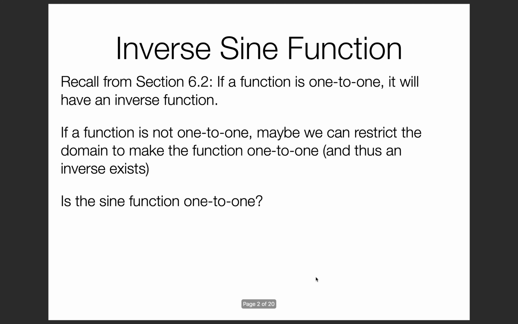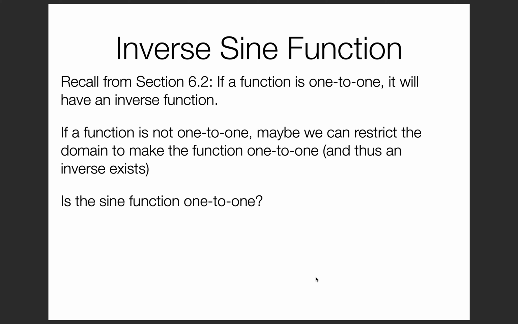So we'll start off with talking about the inverse sine function. This is going to bring back your memories or your knowledge about inverse functions, and I'll try to do that as much as possible. So here's the first recall. From section 6.2, if a function is one-to-one, then it will have an inverse function.